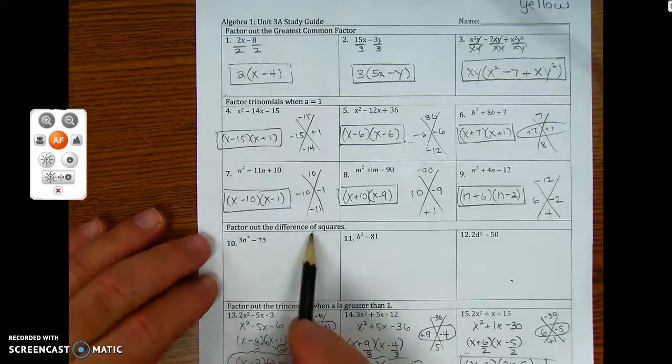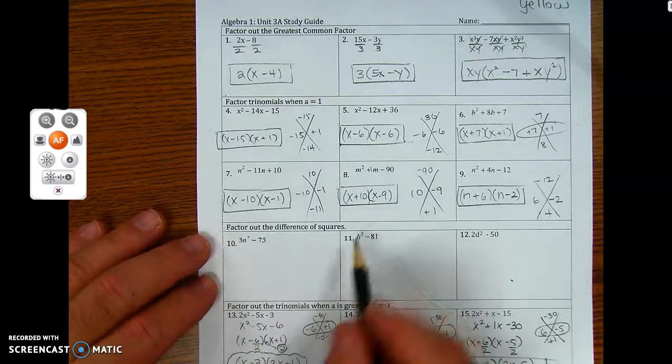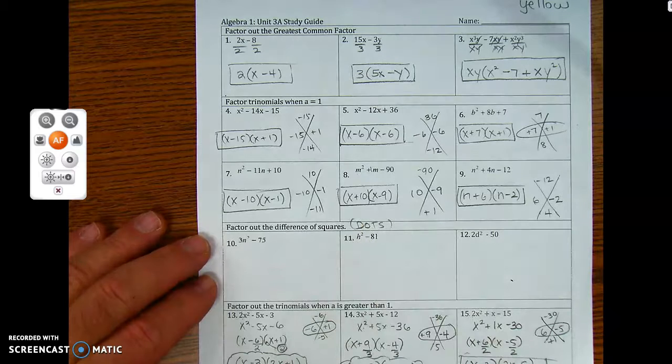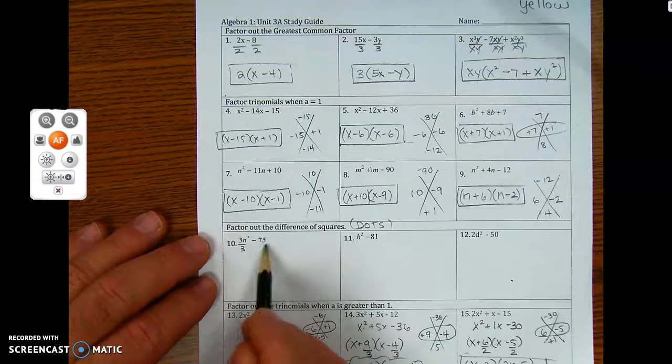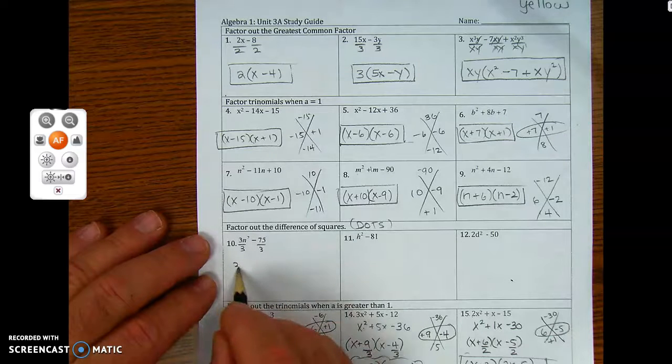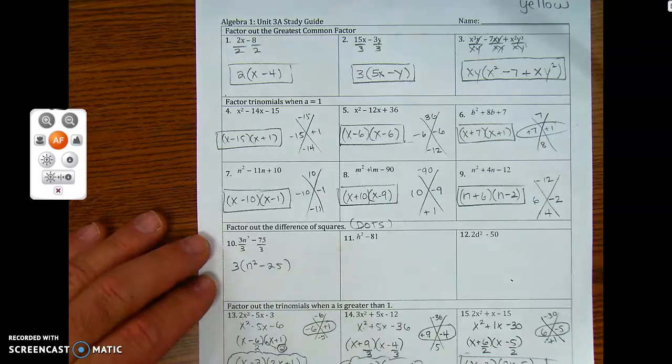And finally, DOTS. Well, even though it's difference of squares, DOTS, we still have to look for a GCF. Here we have a GCF of 3. That's a good thing because these were not perfect squares yet. But when I take the 3 out, now they're going to be perfect squares.